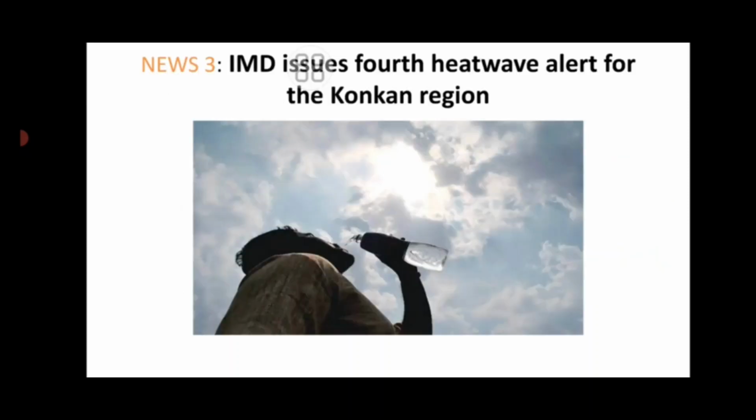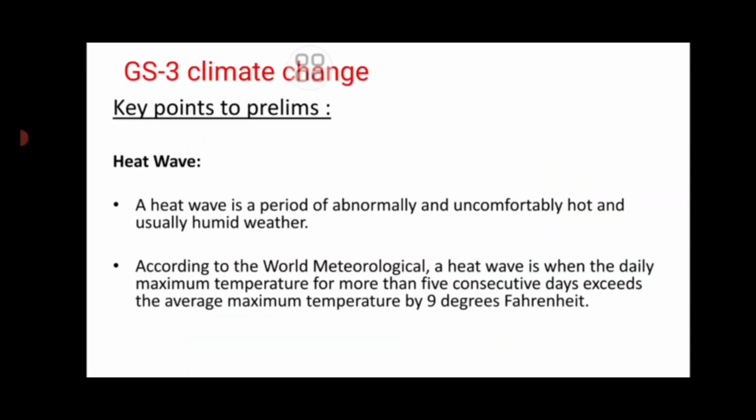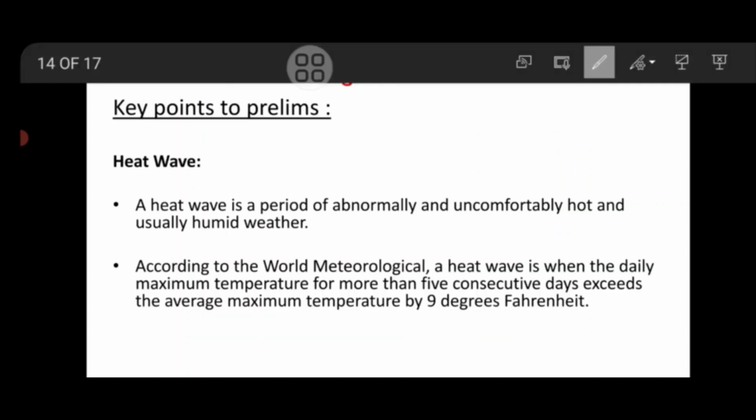IMD issues 4th heat wave alert for the Konkan region. This comes under GS3 climate change. A heat wave is a period of abnormally and uncomfortably hot and usually humid weather. According to the World Meteorological Organization, a heat wave is when the daily maximum temperature for more than 5 consecutive days exceeds the average maximum temperature by 9 degrees Fahrenheit.